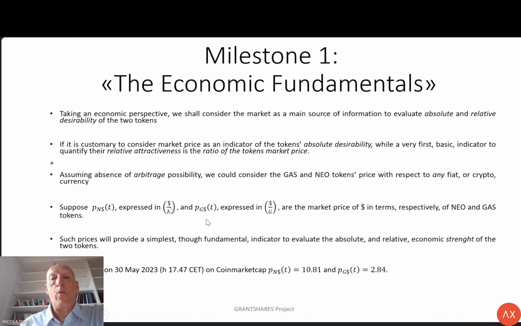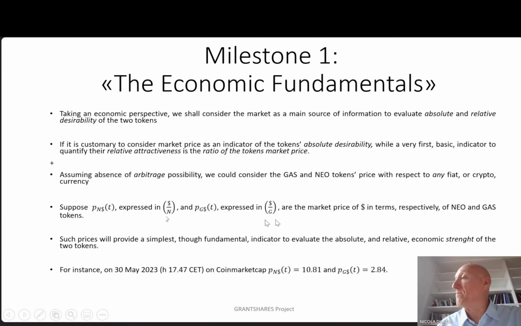But as you will see, whichever market price you're going to consider, whether with respect to dollars, euros, British pounds, or Bitcoin, whatever, with no arbitrage possibility the ratio, which is going to be a privileged indicator for the relative desirability of the two tokens, will not be affected by the currency that I'm referring the price to. So, for example, two days ago, when I was finalizing these slides, on CoinMarketCap we had these two values for the NEO and the gas prices. And so that's as simple as it is. A natural indicator for the absolute desirability of the two tokens is their market price.